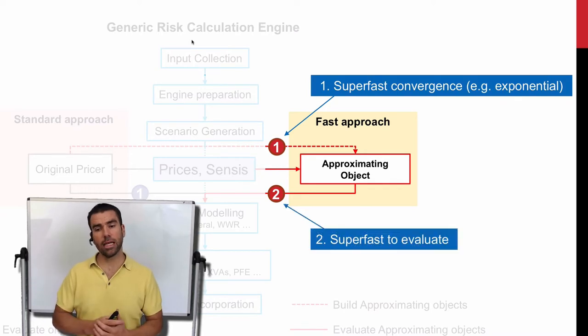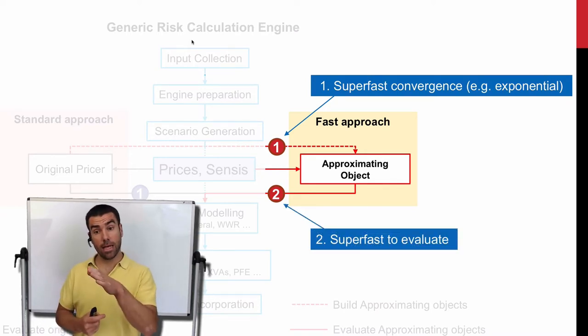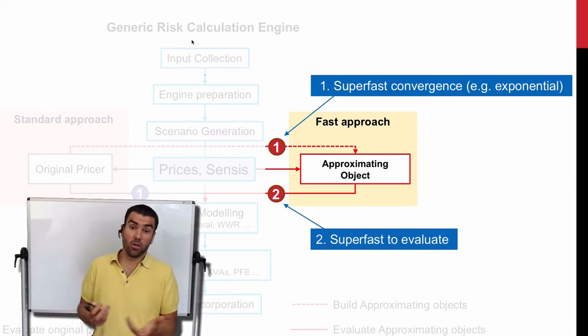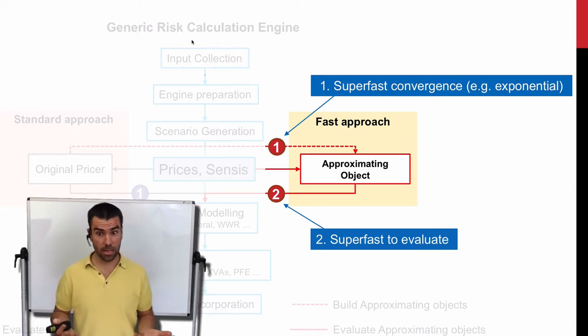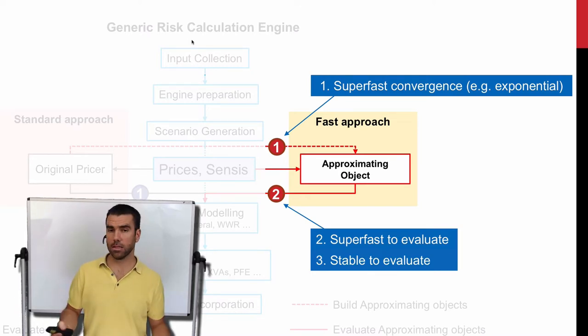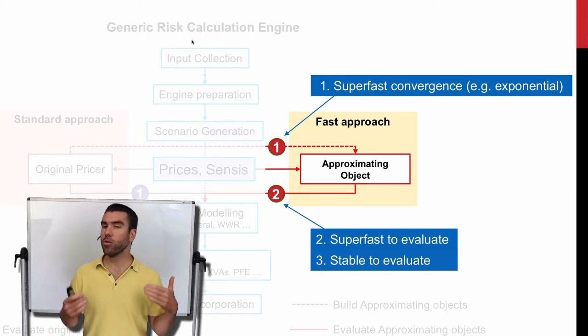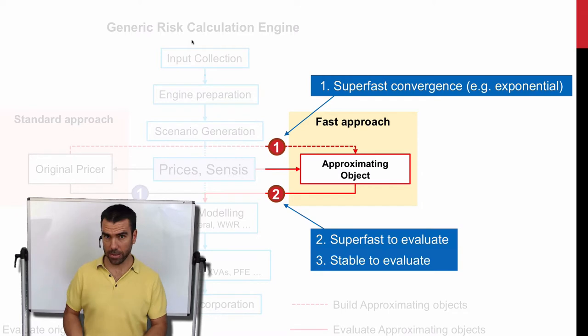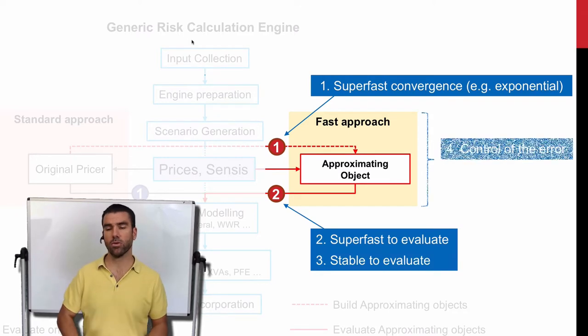Now, the second one is that the object that we create has to be super fast to evaluate. Why? Because otherwise it defeats the purpose of the exercise. Third, it needs to be very stable to evaluate. We are going to see in future videos, in fact, that sometimes you can have things that seem to be fast and easy to evaluate, but then when you implement it in a computer, you can have numerical instability. So we need to make sure that we don't have any of those.